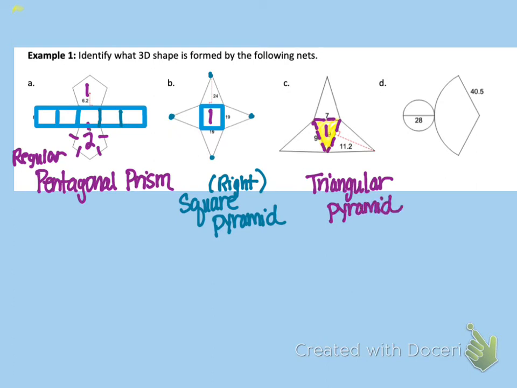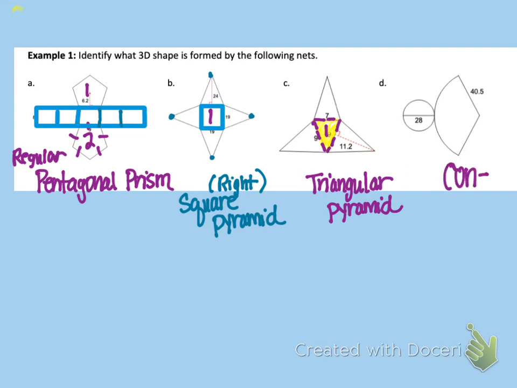Okay, so we're just looking for clues based on what the shape of the sides are, which you can see. In any pyramid, the sides are going to be some sort of triangle. In any prism, it's going to be some sort of 4-sided figure. Usually it's a rectangle, but it could also be parallelograms if it's one of those slanted prisms. And D is probably really obvious that it's a cone.